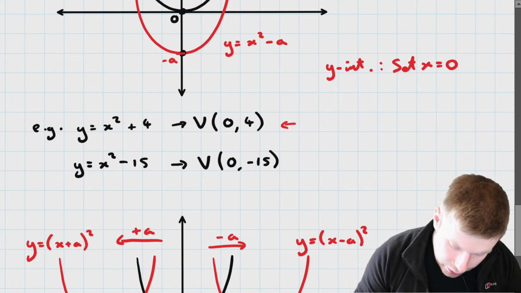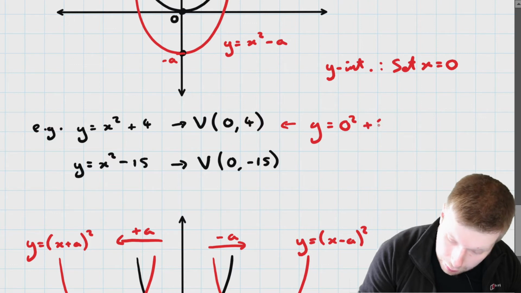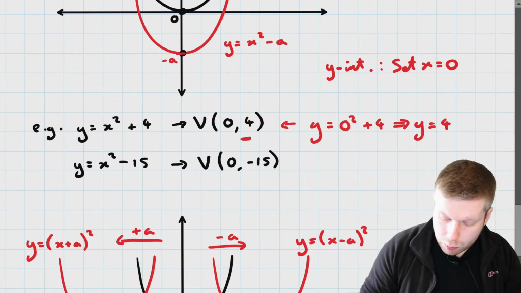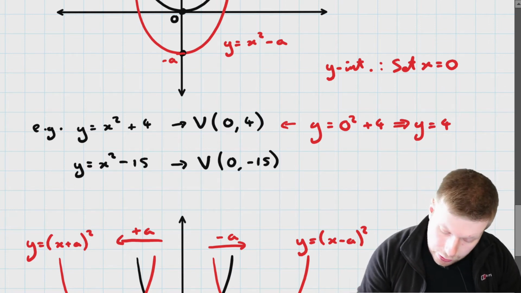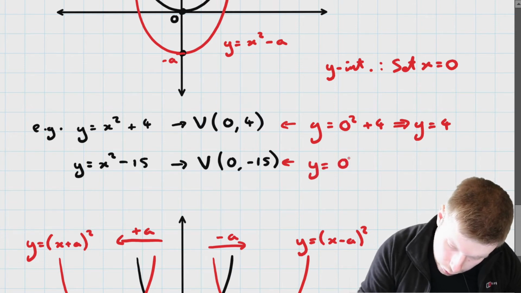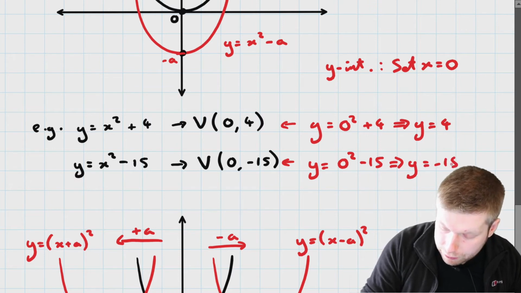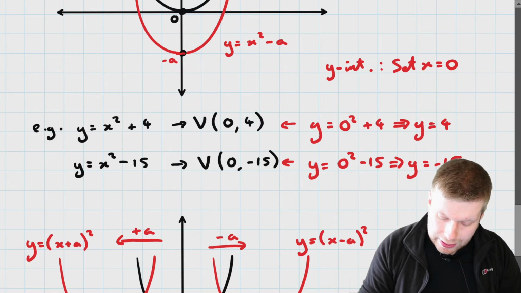So if I take this one here, if I set x to be 0, I get y equals 0 squared plus 4. That gives me y equals 4, okay? That's the reason why y equals 4, and I already know the value of x because I've set it to be 0. If I do the next one, if I set x to be 0, I get y equals 0 squared take away 15, that will give me y equals negative 15, okay? And that's how I get my negative 15 here, and I already know x is 0 because I've set it to be 0.